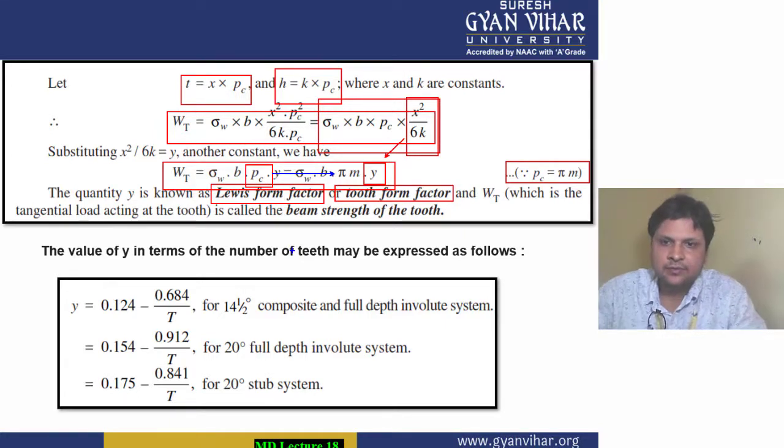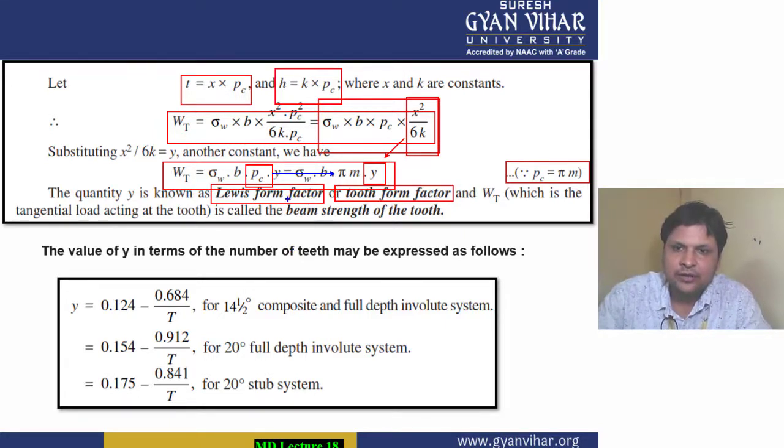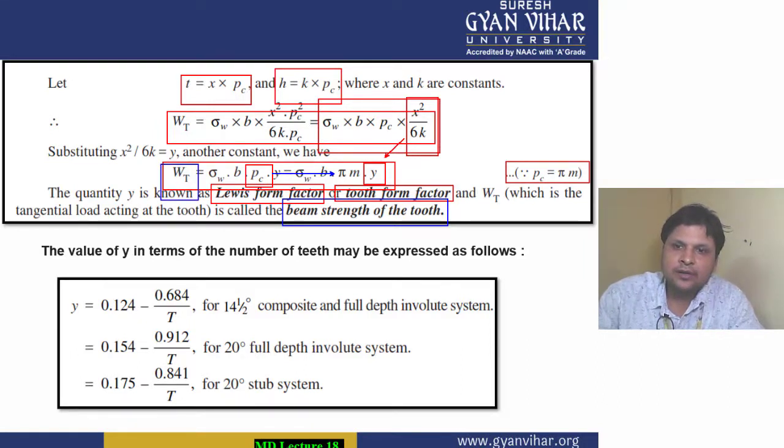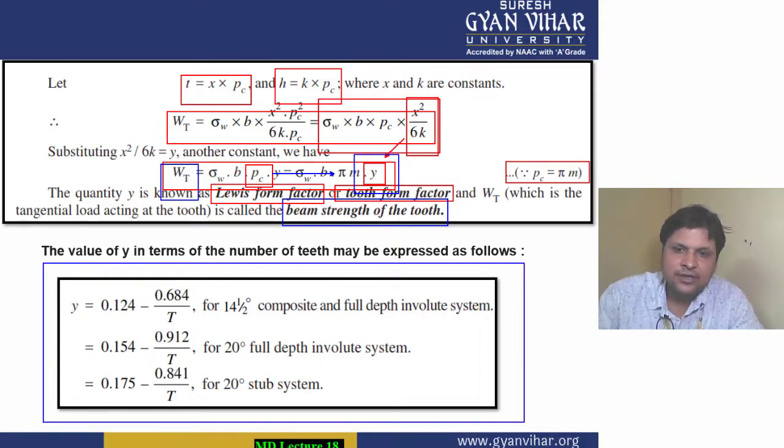Now students, this equation is also known as the equation for finding the beam strength of the tooth given by WT. WT is your beam strength, students. Now here the Lewis form factor constant can be obtained from the machine design data book. In the machine design data book, you can find this particular chart for finding the value of Lewis form factor.